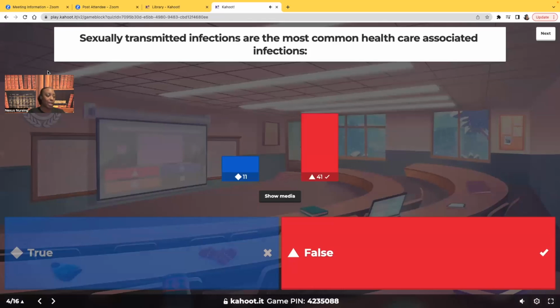Very good. Most of you guys chose false. So in this question, the key was this: health care associated infections. How are you going to get an STI from a healthcare professional? Are you sleeping with that healthcare professional? No. So healthcare associated infections are infections that you get in the healthcare setting.